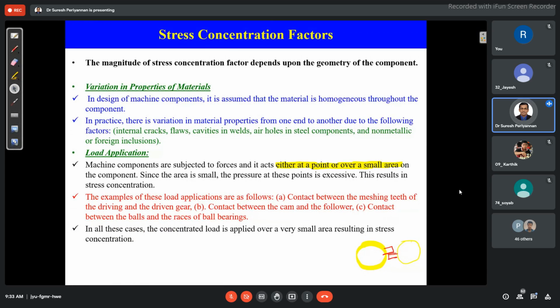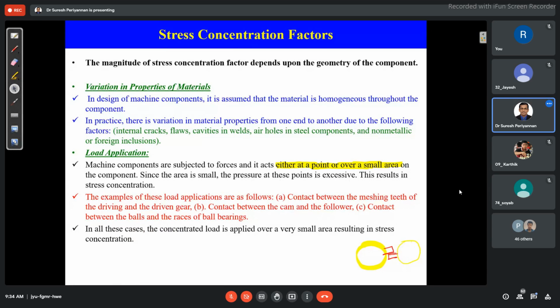Similarly, we can consider the ball bearing. You can see bearings easily in almost any mechanical component. They also have high stress concentration because of the point contact. Another example is rail and wheel, which is a line or point contact, so again more stress concentration. While designing these components, we have to consider the stress concentration factors, for both static loads as well as fluctuating loads.